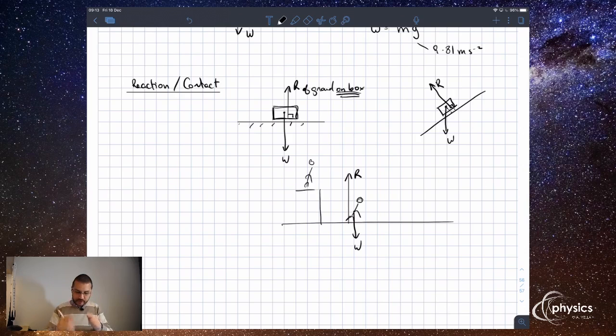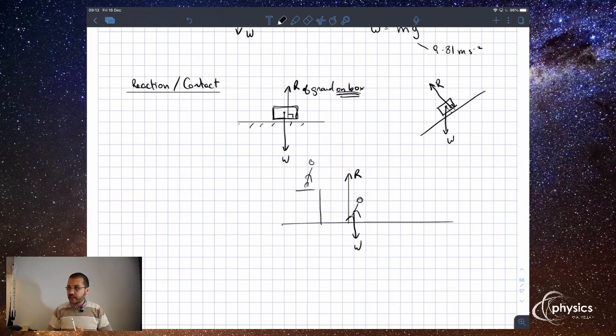And it's important that the reaction in this case is larger than your weight, because in this manner you will have a resultant force on yourself upwards, and that resultant force is actually the force which will decelerate you. So the reaction force is not always equal to the weight.